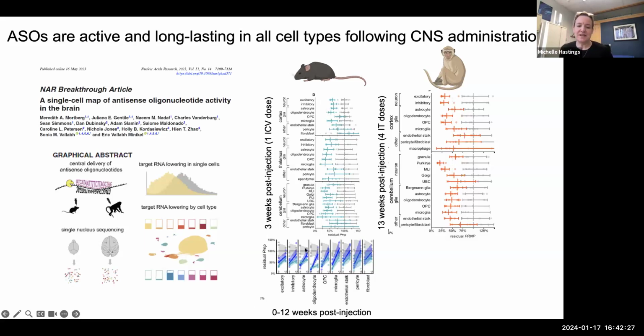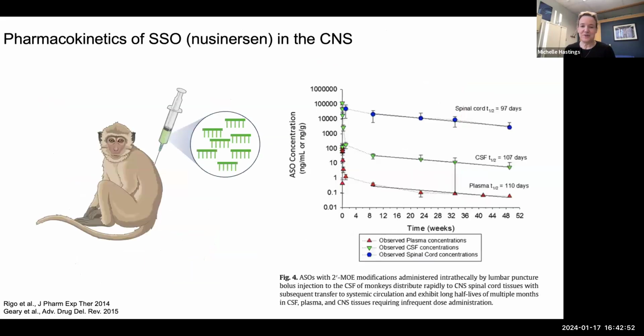And this is a time frame. Over 12 weeks after a single injection, you can see you start to lose some activity, but it lasts after one injection for quite a while. And then in non-human primates, similarly, after 13 weeks and 4 IT doses, you get really good knockdown in all the cell types that were looked at. So that speaks to some of the pharmacokinetic properties and dynamics of this.